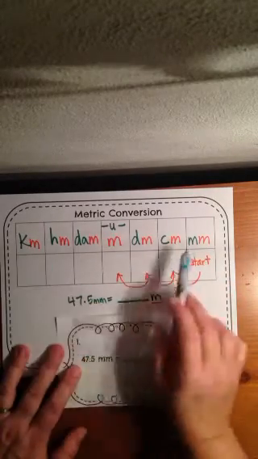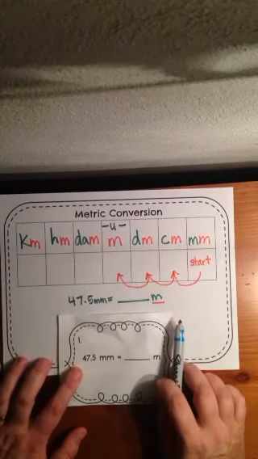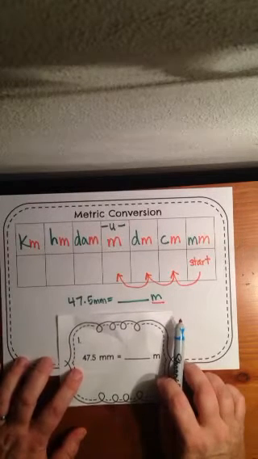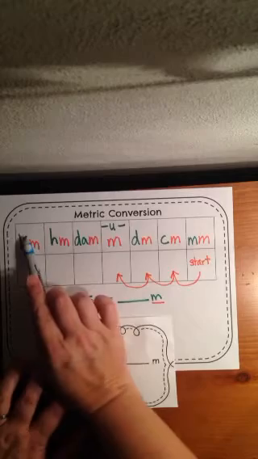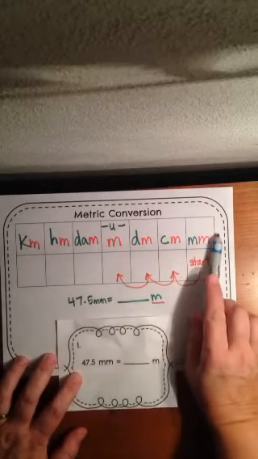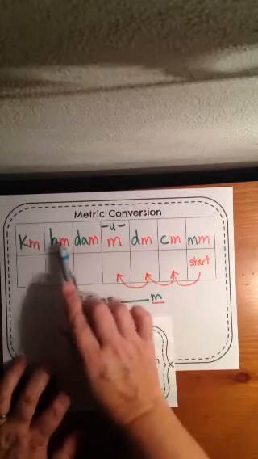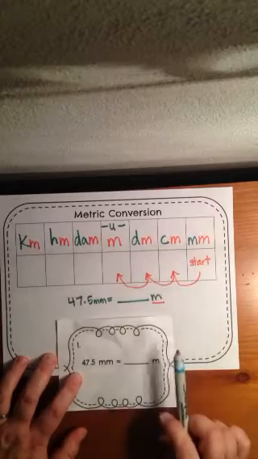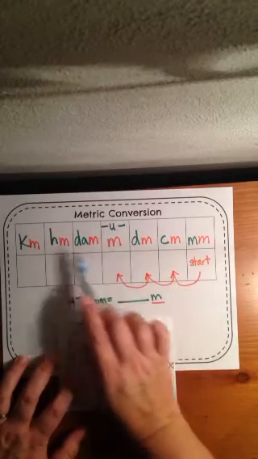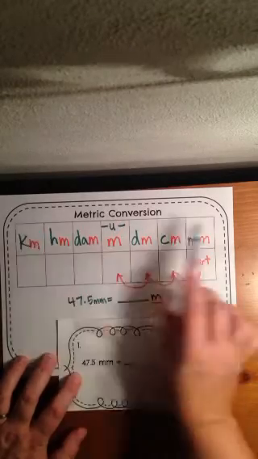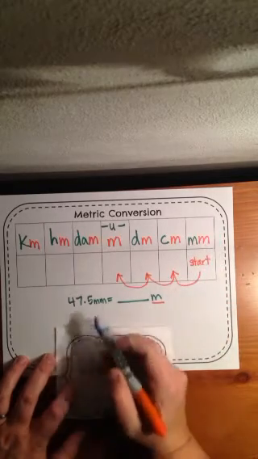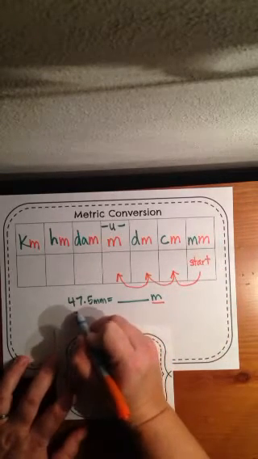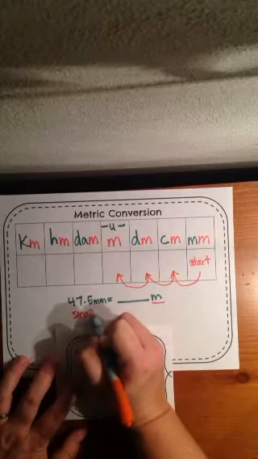Since the metric system is modeled after our place value system, we're going to remind ourselves that if this were a number and we had digits instead of these units of measurement in a place value chart, with this being our ones, we know that this place value is larger than this place value. So in this case, when we're going from millimeters to meters, we're going from a small unit of measurement to a big.